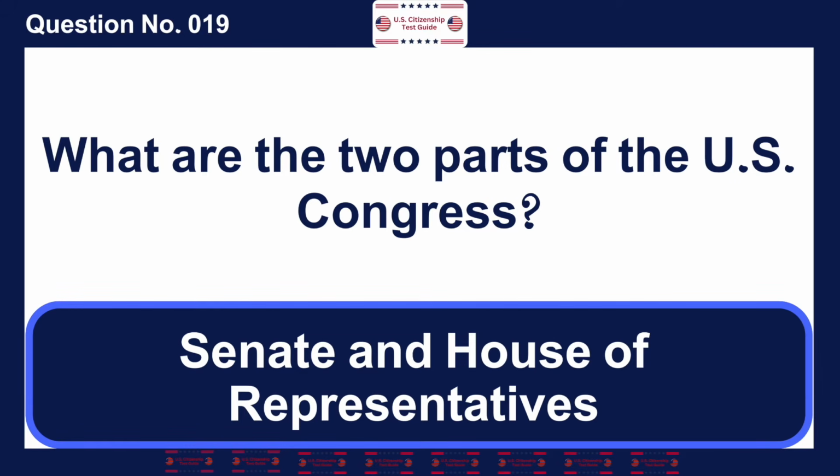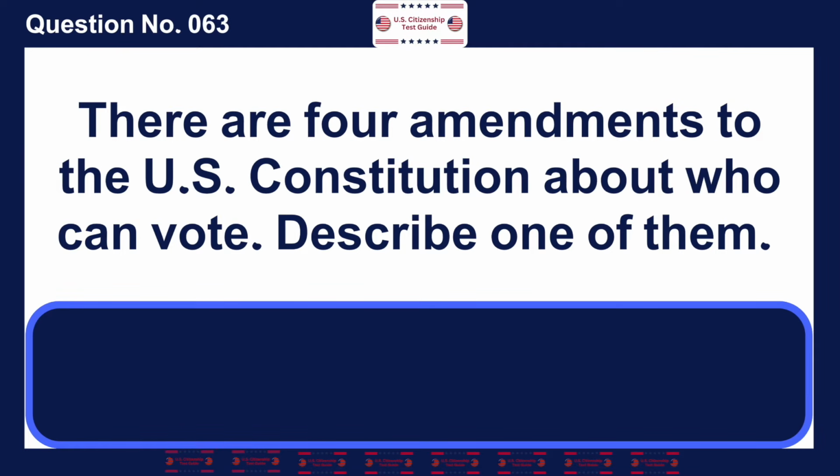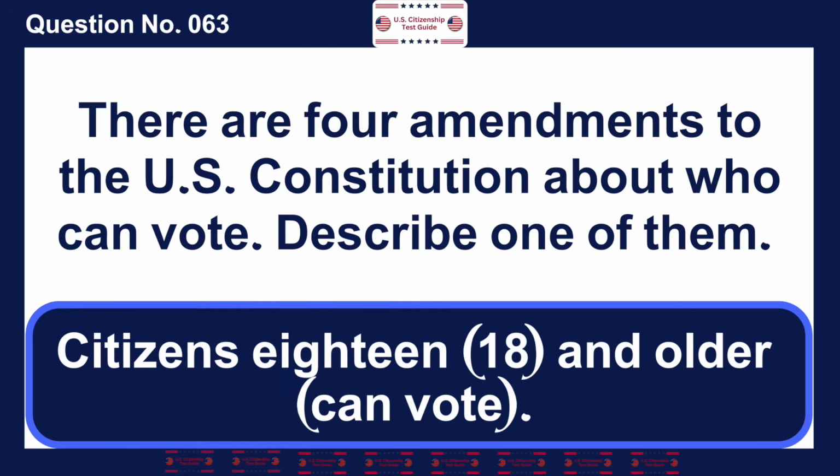Senate and House of Representatives. There are 4 amendments to the U.S. Constitution about who can vote. Describe one of them. Citizens 18 and older can vote.